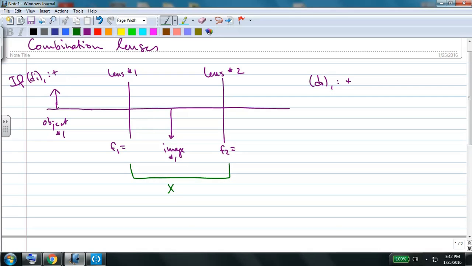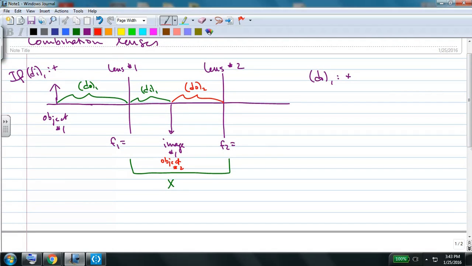Okay, so here's the deal. This is going to be DO1, and this is going to be DI1. Remember, because that's image number one, the DI is always measured from lens number one. Now, the very exciting part is this is also object number two. And so that means that this would be DO2, and then based on where the final image is, that's going to be DI2.